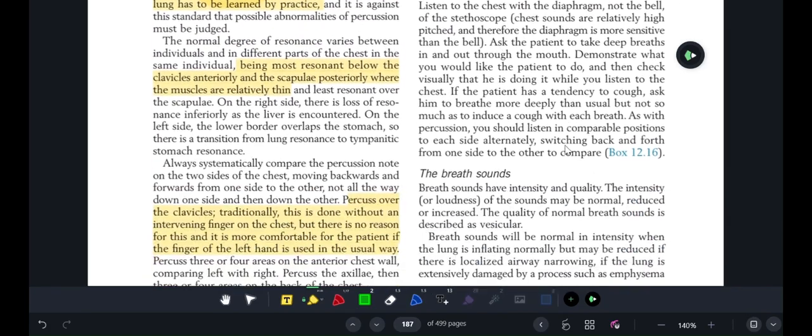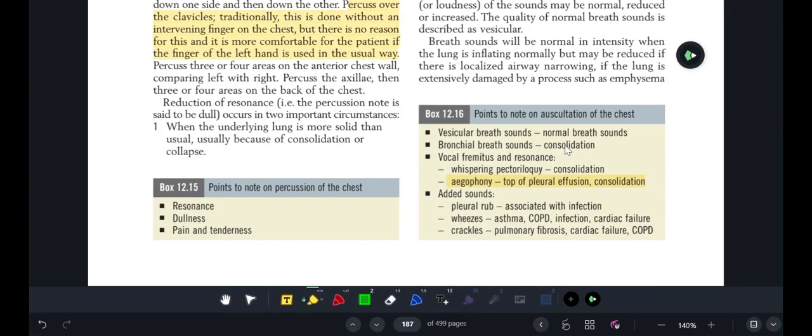And auscultation, as we have mentioned, we had vesicular breath sounds, which were normal, and bronchial breath sounds, which were heard on consolidation, or in the lungs above the level of a pleural effusion, or a cavity communicating with the bronchus. Remember, then vocal fremitus and resonance, we had two types: whispering pectoriloquy in association with consolidation, or a cavity communicating with the bronchus; egophony on the top of a pleural effusion as well as consolidation; and the other one was bronchophony, again with consolidation.